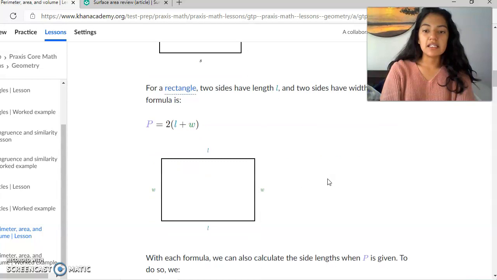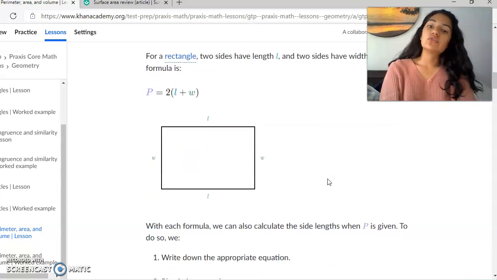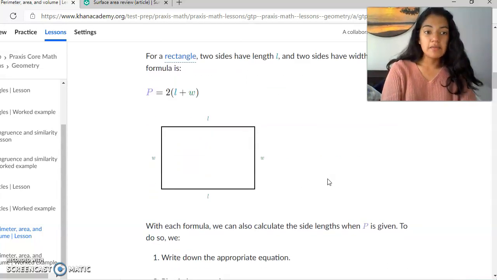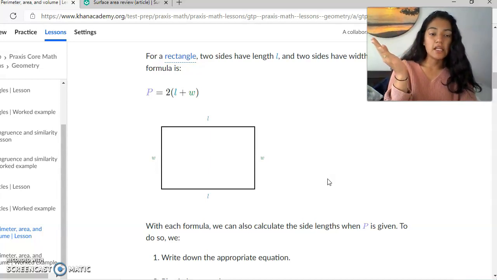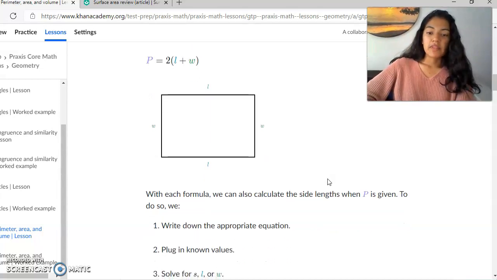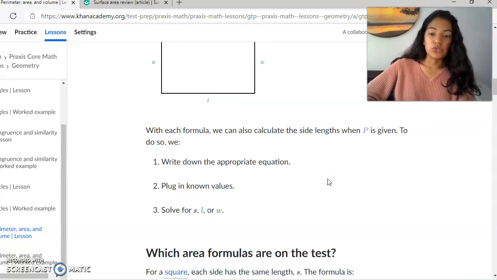To find the perimeter of a rectangle, you take the length and the width and you add them, and then you multiply it by 2. You do that because the lengths of a rectangle are the same and the widths of a rectangle are also the same. So you can just add them and multiply them by 2. And it tells you exactly what to do, plug them in, and then how to solve.